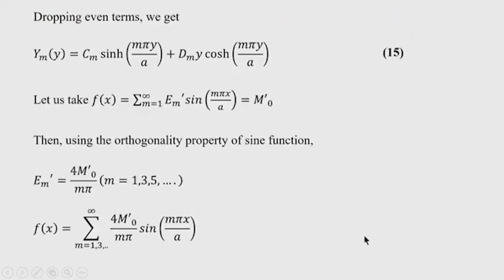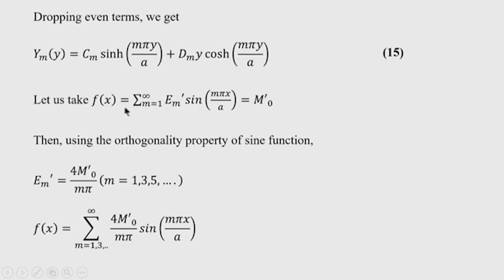Okay. So, dropping the even terms, now we write the solution as Y m(y) equal to C m sin hyperbolic m pi y by a plus d m y cos hyperbolic m pi y by a. You can see both the terms are antisymmetric terms.